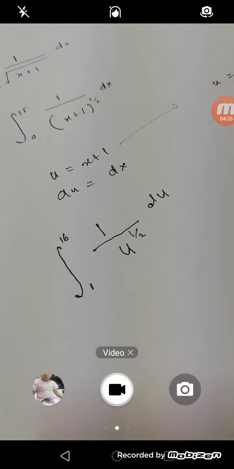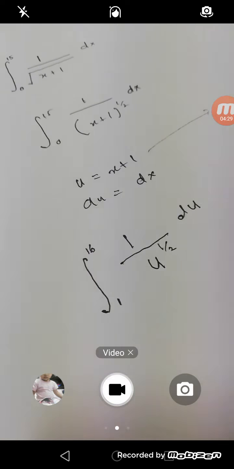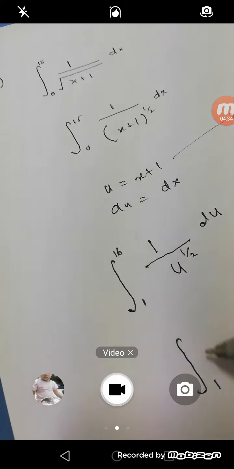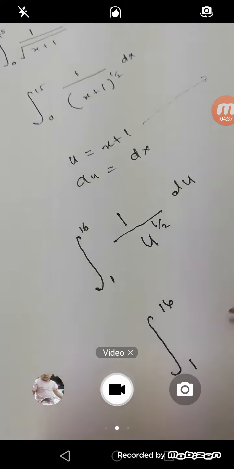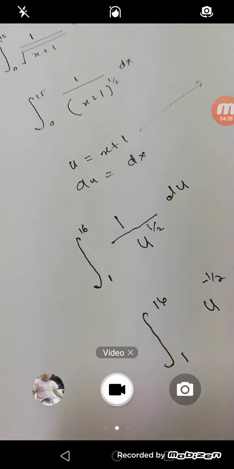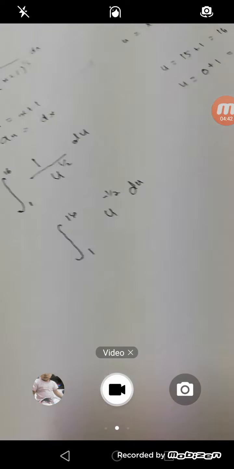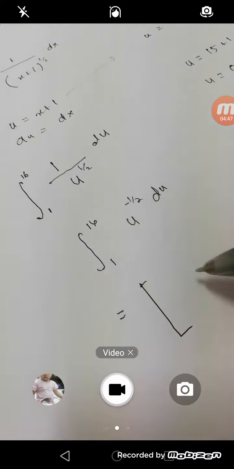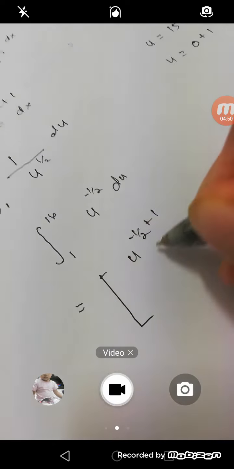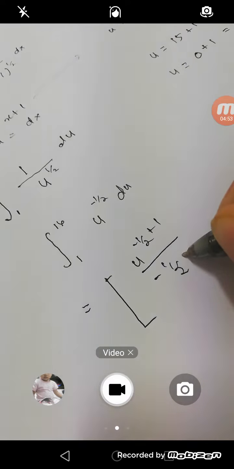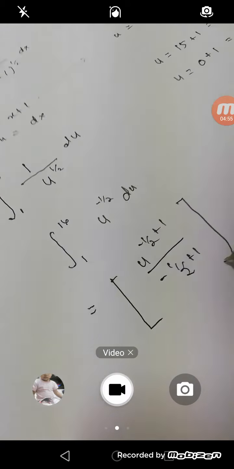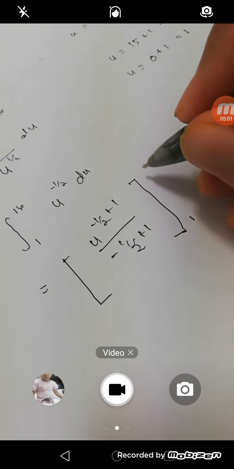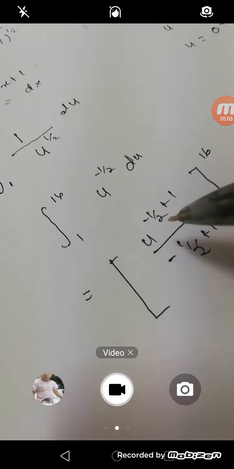Then we change back this thing. We bring u to the power of half into the upper part. So we get the integral from 1 to 16 of u to the power of negative half du. Then you can start to use the basic formula. We are going to get u to the power of negative half plus 1, over negative half plus 1. Since we have limits here, there is no need to write the plus c, but instead we change it into 1 and 16. So try to solve this one.